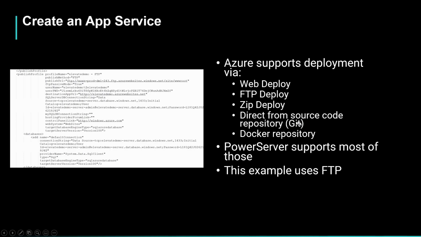But it also supports, you can point it at a Git repository and basically tell it to do a build. And it will pull the latest source code from Git and do a build and deploy it that way. Or if you want, you can do your builds into a Docker repository and then point Azure at the Docker repository, and it will bring down the image from there. And I believe there are other sessions at Elevate where they look at those, particularly those last two options. But what I'm going to cover is just the FTP deploy, just to keep things simple.